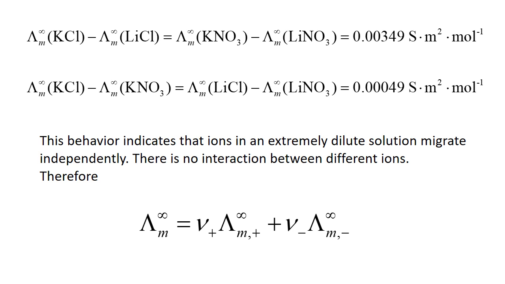Now if we take a constant cation, to see the example, limiting molar conductivity of KCl minus limiting molar conductivity of KNO3 is equal to limiting molar conductivity of LiCl minus limiting molar conductivity of LiNO3. Here potassium and lithium are constant. So this difference is also the same, 0.00049 Siemens meter square per mole. This behavior indicates that ions in an extremely dilute solution, which we are calling infinite dilution, migrate independently. There is no interaction between different ions.